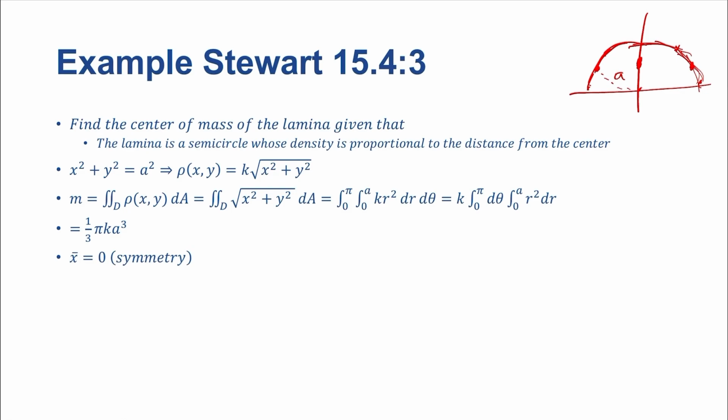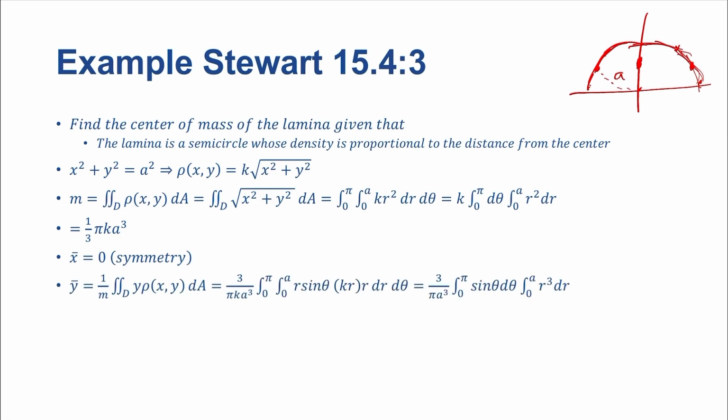So again, we know that x bar is going to be 0 because of symmetry, but now to find y bar, we take 1 over the mass of the x moment, so 1 over m, the integral of y rho dA. So we get 3 over pi k a cubed times the integral between 0 and pi, integral between 0 and a of r sine theta, k r r dr d theta. Obviously, y is equal to r sine of theta, so that's why we have that there.